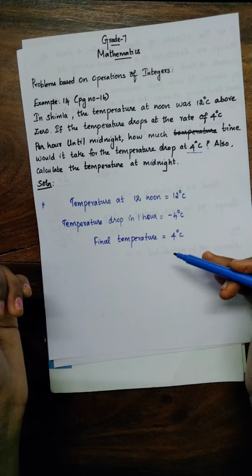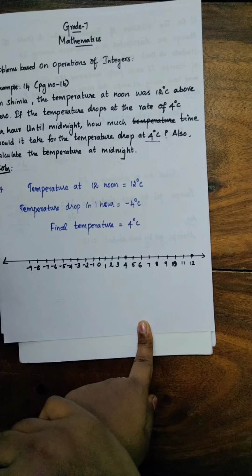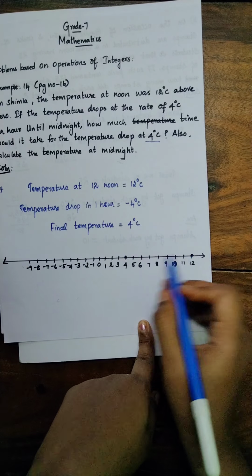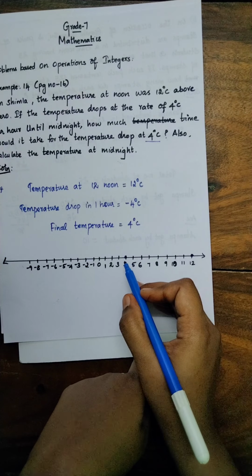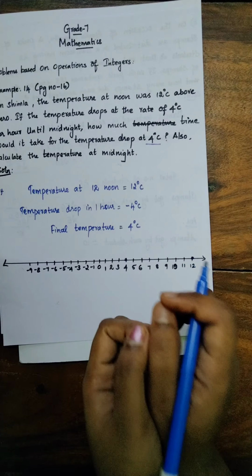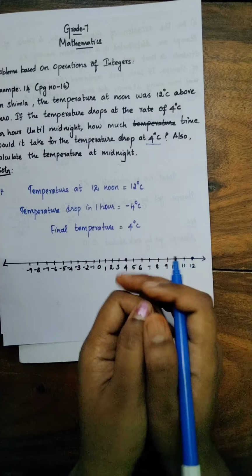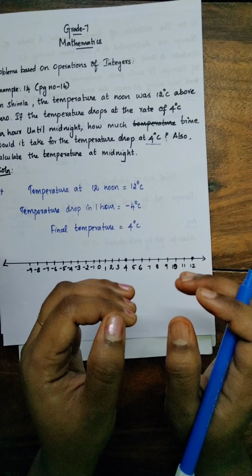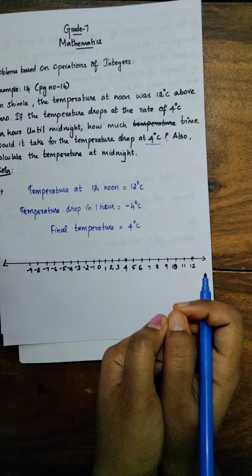Then, what is the final temperature? The final temperature is 4 degrees Celsius, right? The initial temperature is 12 degrees Celsius, and our final temperature is 4 degrees Celsius. The temperature is decreasing from 12 to 4. We are going to find the time taken for the temperature to drop to 4 degrees Celsius.